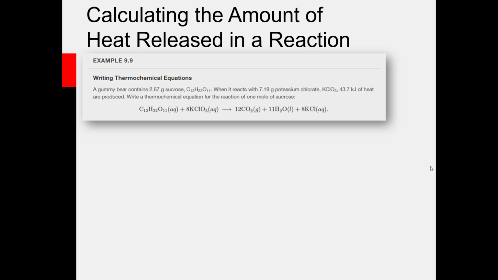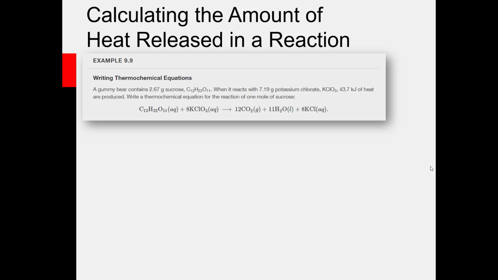All right, but for our purposes, this is the setup we're given. A gummy bear contains 2.67 grams of sucrose, which has a chemical formula C12H22O11. When the gummy bears react with 7.19 grams of potassium chlorate in the liquid phase, or in the aqueous phase, KClO3, 43.7 kilojoules of heat are produced. We would like to write a thermochemical equation for the reaction of 1 mole of sucrose.